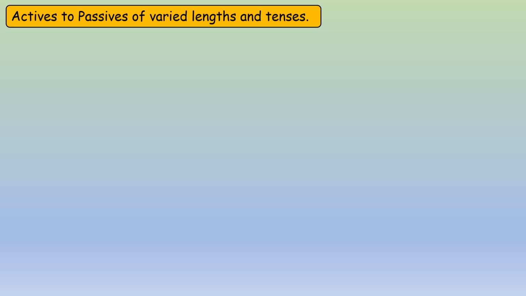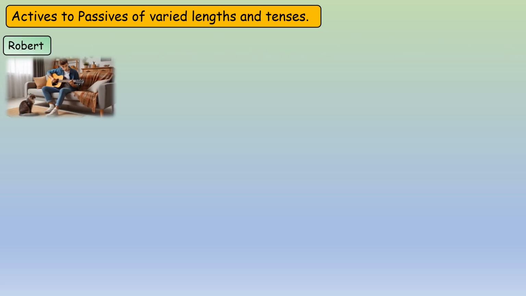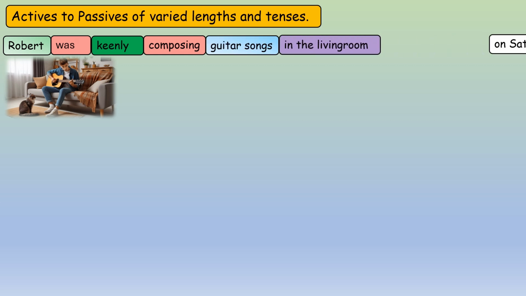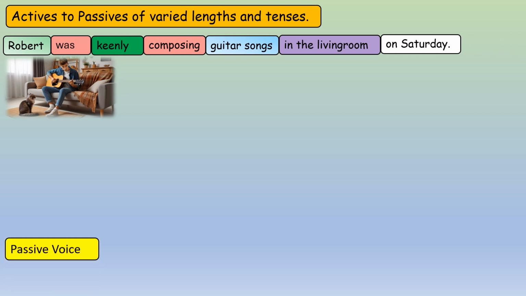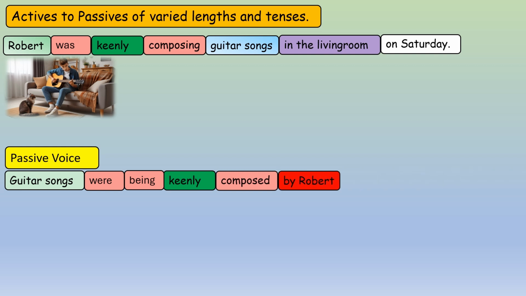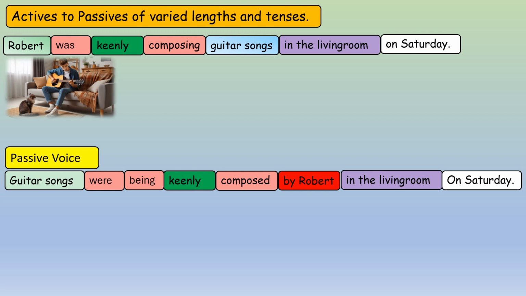Actives to passives of varied lengths and tenses. There's our first sentence now. Robert was keenly composing guitar songs in the living room on Saturday. So this now is past continuous tense. Let's see what that looks like in the passive voice. Guitar songs were being keenly composed by Robert in the living room on Saturday.